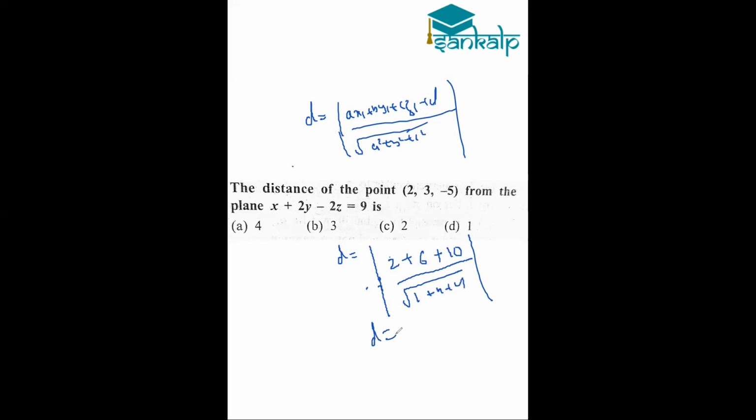On simplifying after substituting the formula we get 18 upon 3. Or on simplifying, 18 upon 3, and this we have skipped here, and that is minus 9, the distance we have not considered, minus 9. So this will be 9 upon 3, which is equal to 3, and option B is the right option.